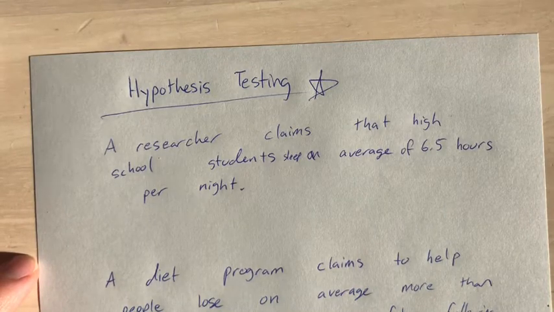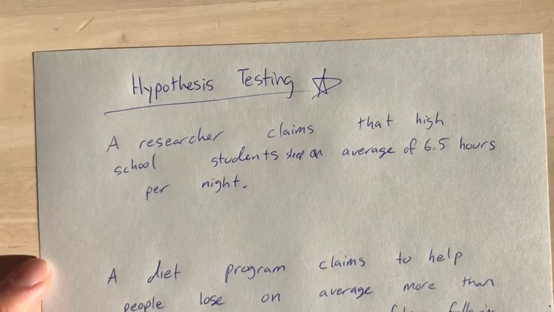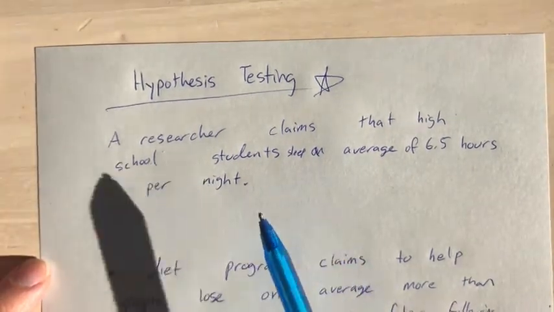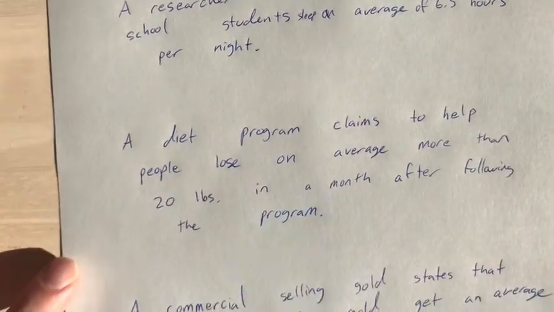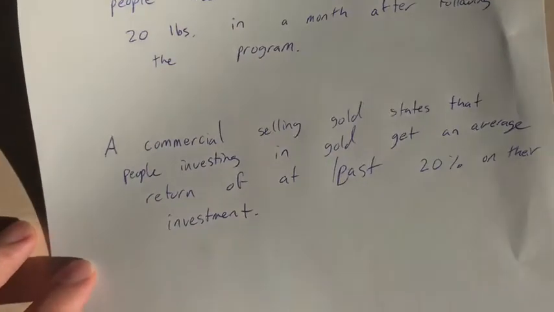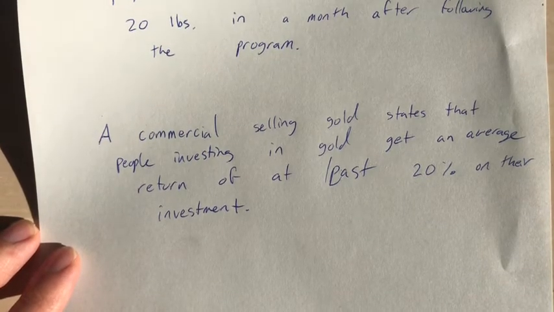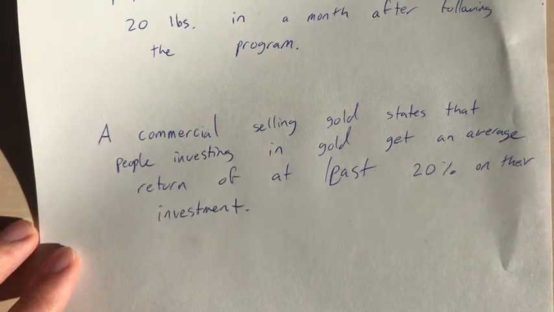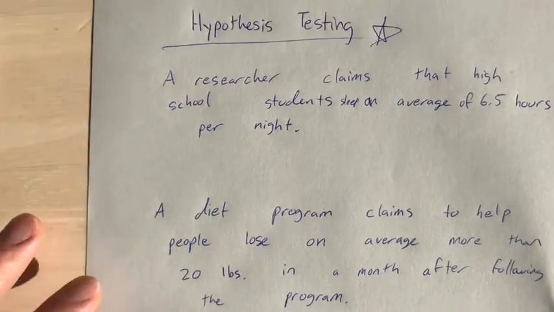What it is, it allows you to take a claim. Let me give you a couple examples of claims. For instance, a researcher claims that high school students sleep on average 6.5 hours per night, or a diet program claims to help people lose on average more than 20 pounds in a month after following the program. Or one you might hear on like an investors thing, but a commercial selling gold states that people investing in gold get on average a return of at least 20% on their investment. All of these claims sound great, but are they actually true?